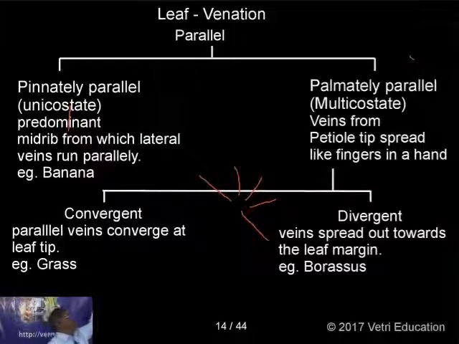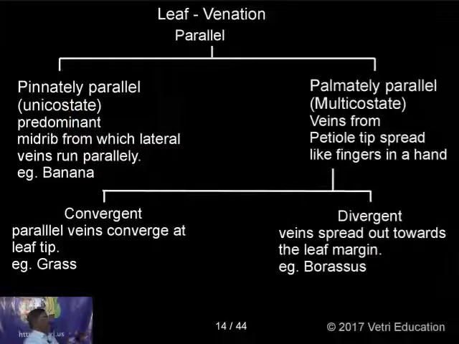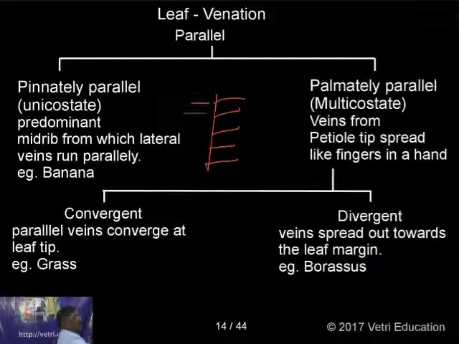Next, parallel venation. In pinnately parallel venation, in the same way, there is one central midrib, that is unicostate. From the central midrib, the lateral veins are arranged in a parallel direction, parallel way. That is called pinnately parallel venation, you can find it in banana. And palmately parallel has many costae, so it's called multicostate condition. Many midribs go in different directions.